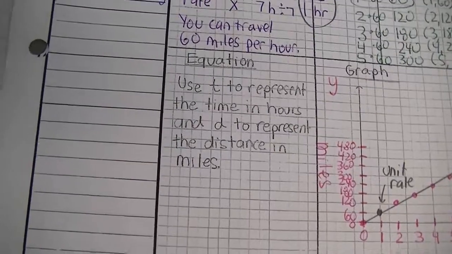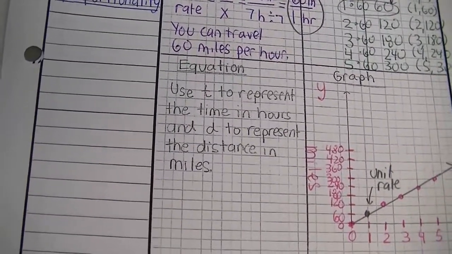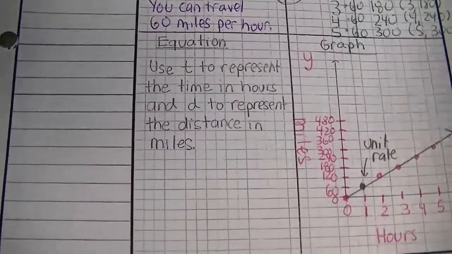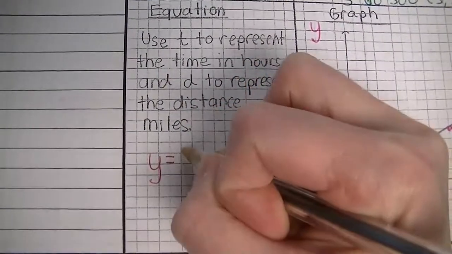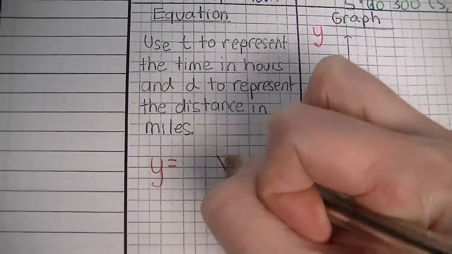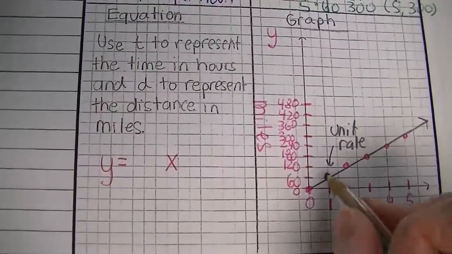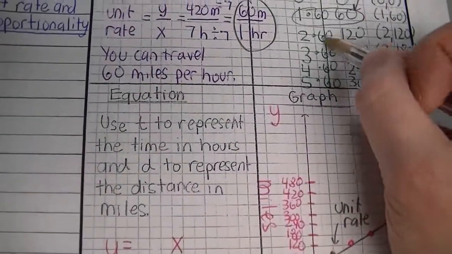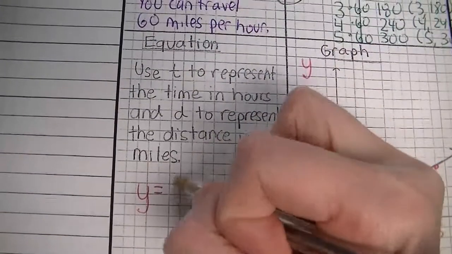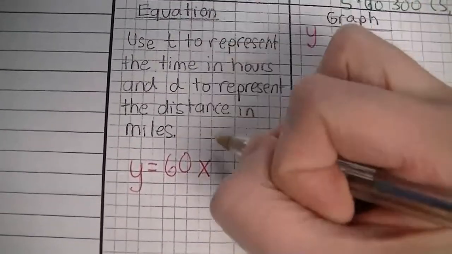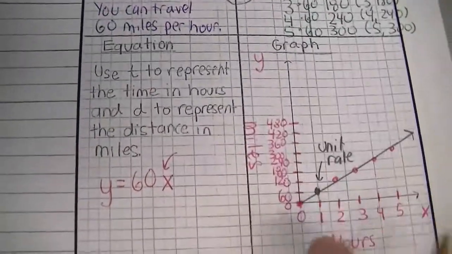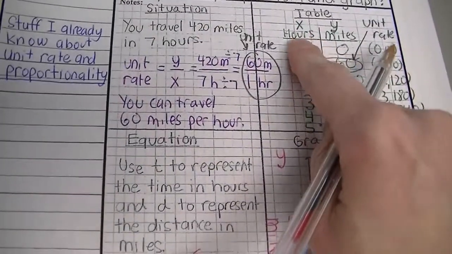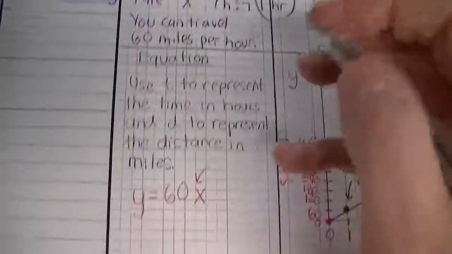How I have taught you this is I showed you how to start with this: y equals, leave a spot for the unit rate, times x. And what was the unit rate? Well, it's 60, so it's 60 times x. Now, what did x represent in everything? Well, that was hours. You'll see x is hours here, x is hours here, x is hours here.